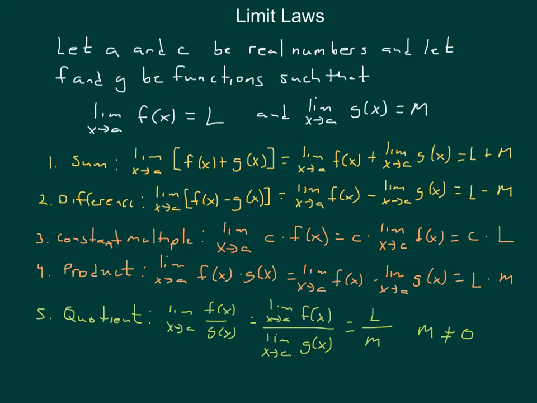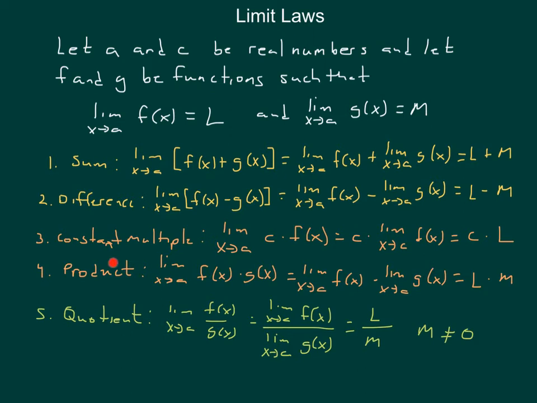The sum: we're going to take the limit as x approaches a of f of x plus g of x. That's going to equal the limit as x approaches a of f of x plus the limit as x approaches a of g of x, which we happen to know what those limits are. That's just going to be L plus m. So the limit of f of x plus g of x is just the sum of the limits of the two individual functions. With the difference, it makes sense that it would be the same thing. The limit as x approaches a of f of x minus g of x is going to equal the limit of f of x minus the limit of g of x, and that's going to be L minus m.